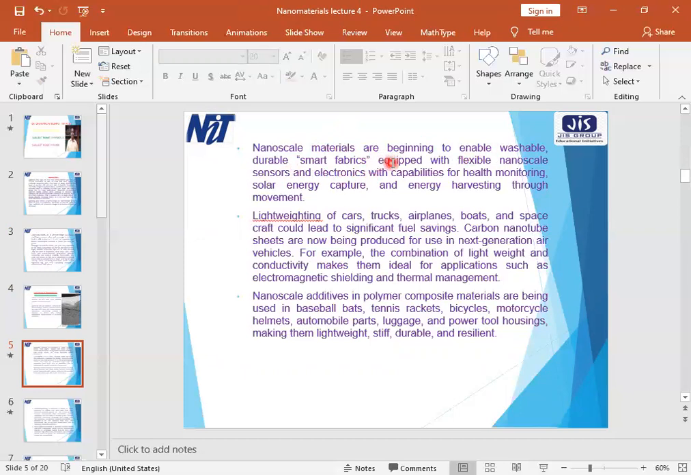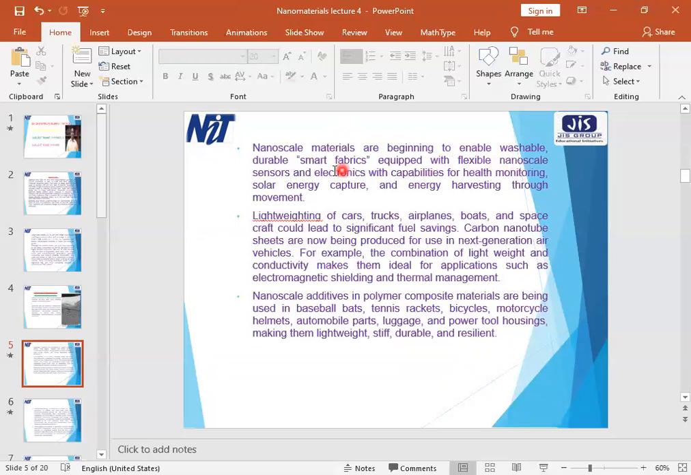made till now. Equipped with flexible nanoscale sensors, many sensors will be there, and as we are wearing the cloth on our body, sometimes we are sleeping, sometimes we are sitting in an easy posture. Because of that, the cloth should be flexible, and if a sensor equipped to that fabric is not flexible, then it will break down. So that cannot be done. Flexible sensors can be used. We have discussed graphene. Graphene is a flexible layer.